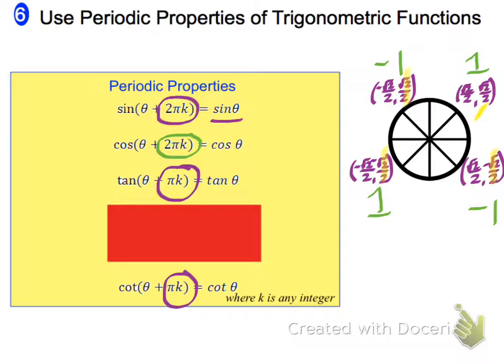So the big idea here for these periodic properties is that sine and cosine take sets of 2 pi. After 2 pi, you have to go all the way around the circle before your answers start repeating. But tangent and cotangent start repeating just halfway around the circle. We're going to look at some examples now that put it all together.